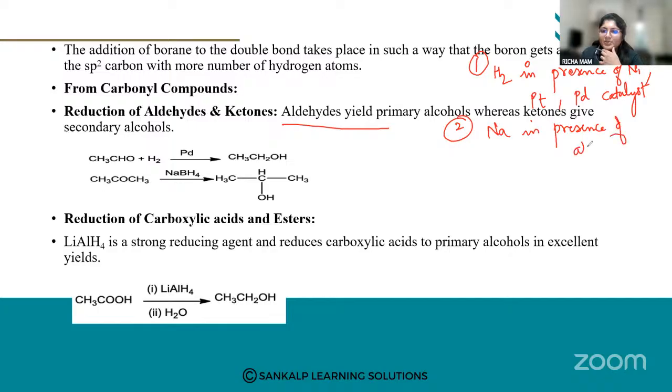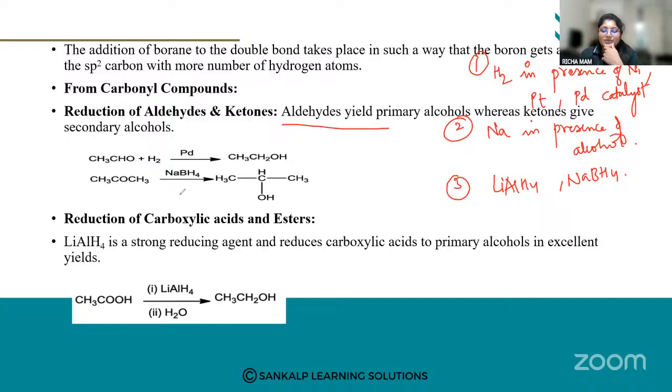Okay, sodium in presence of alcohol we can use. Then the third one is lithium aluminum hydride and sodium borohydride. So these are the reducing agents. Aldehydes and ketones are reduced by using these reducing agents to their corresponding alcohols.